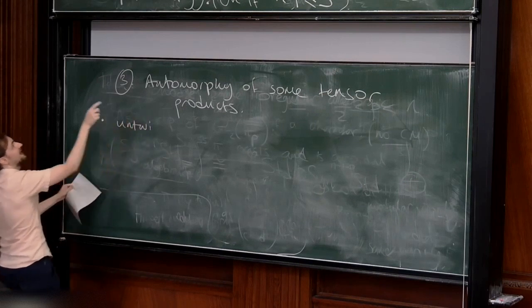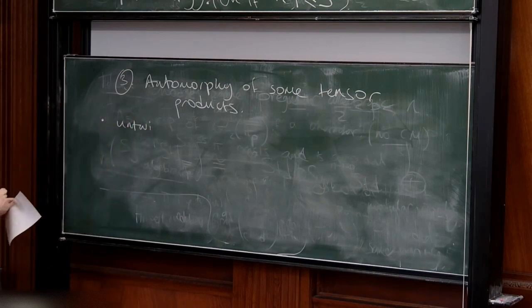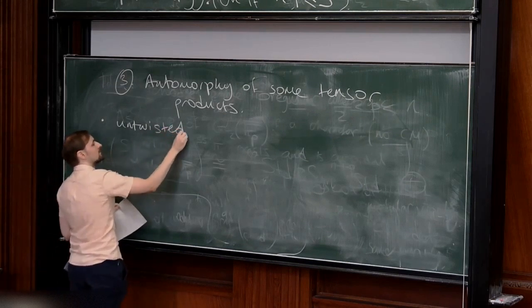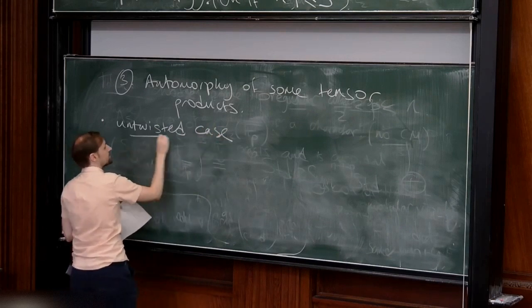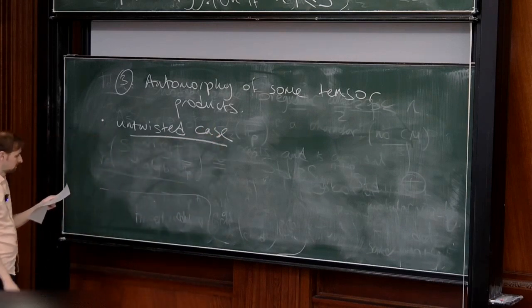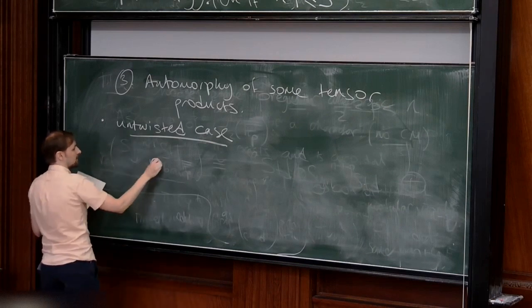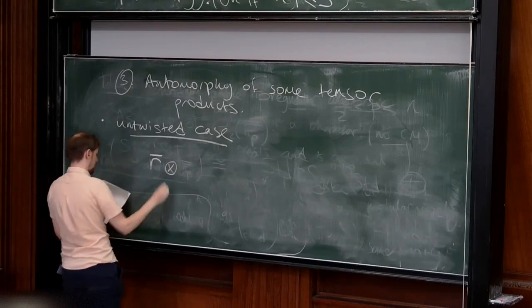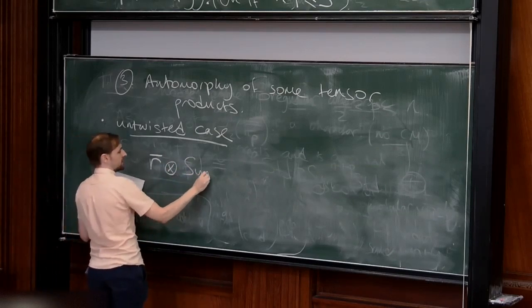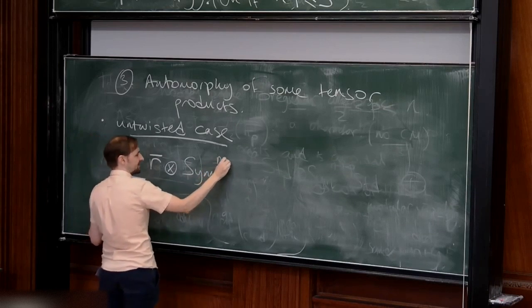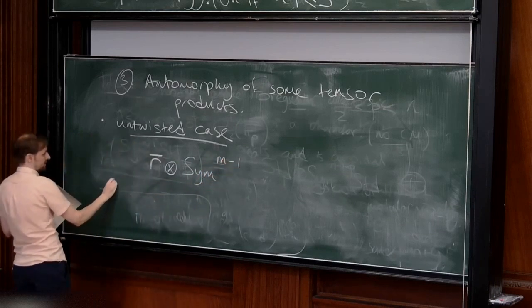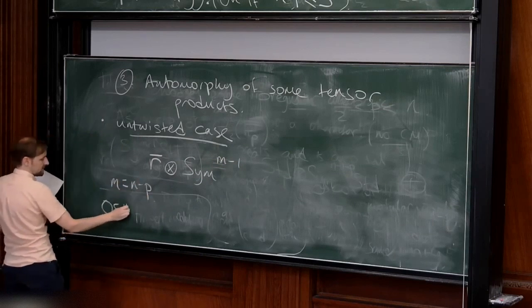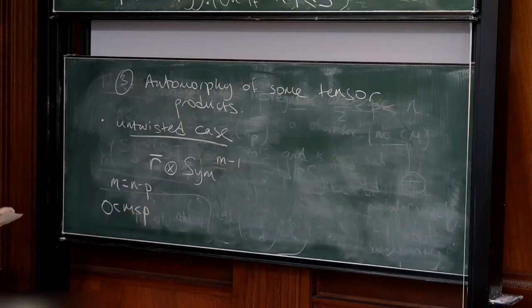What I'm going to do is forget about the Frobenius twist that appears in this Galois representation, which I'm interested in. So I'm just going to look at R bar, not the Frobenius twist. And I'm going to tensor product with, let me simplify my notation a bit, the m minus first tensor product. So m here will be n minus p, and it's going to be in the range from 0 to p.